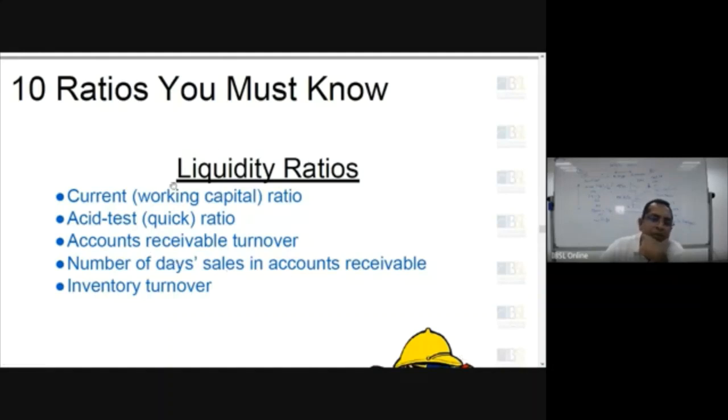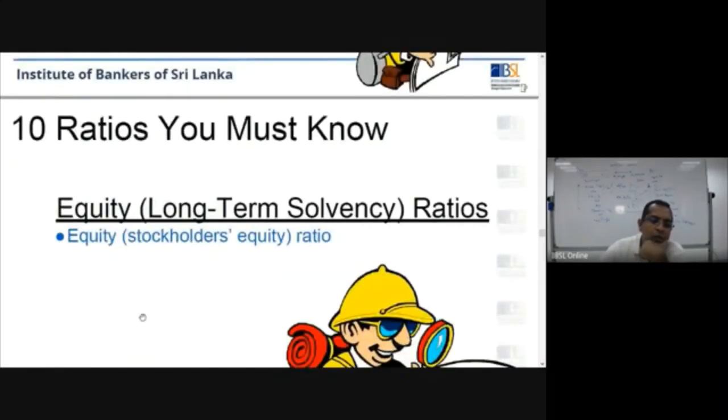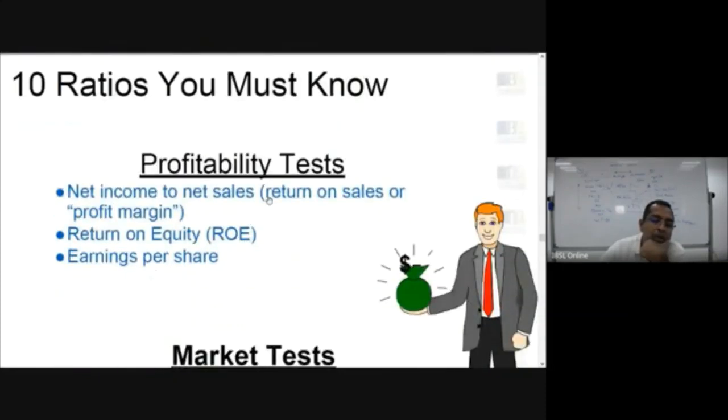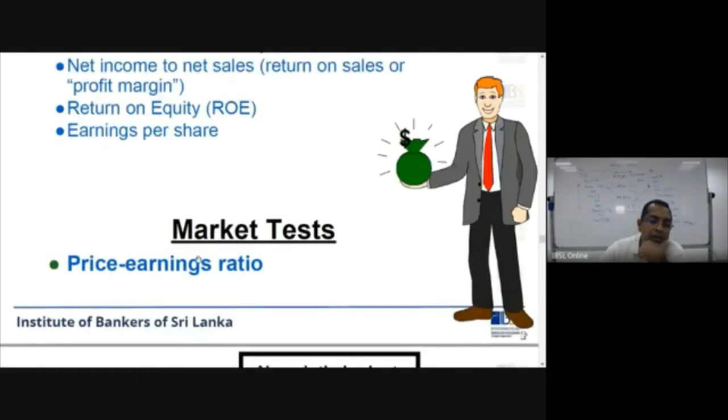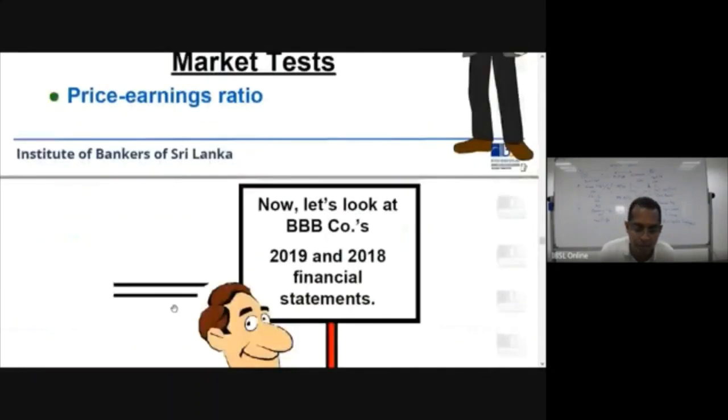You have liquidity ratios: current working capital or current ratio, asset test, account receivable turnover, number of days. We will use different words. Inventory turnover, then stockholders equity ratio. Profitability: you have net income to net sales, return on equity, earnings per share. Market test: price earning ratio. Like that, we have 10, we will be discussing 10 ratios.